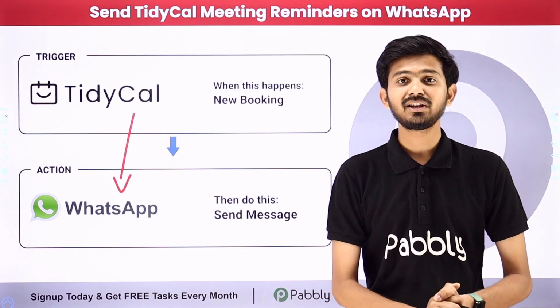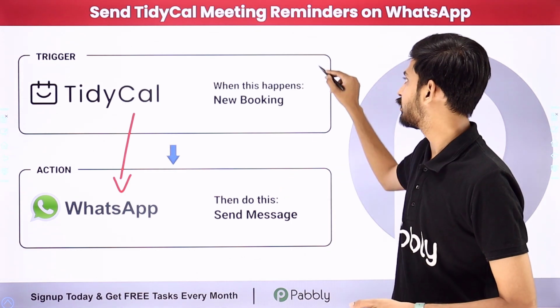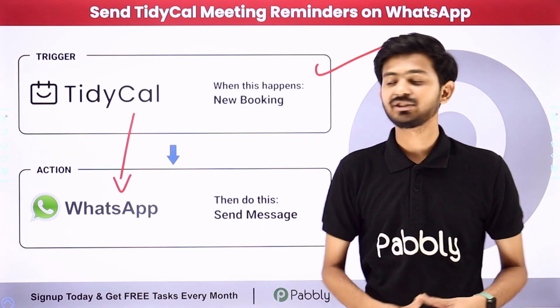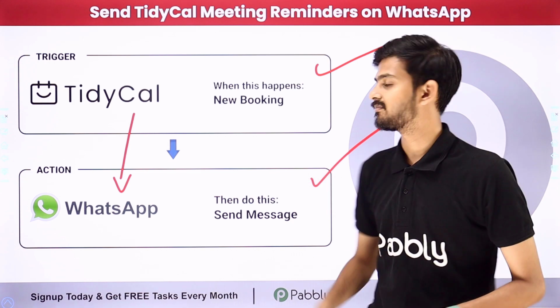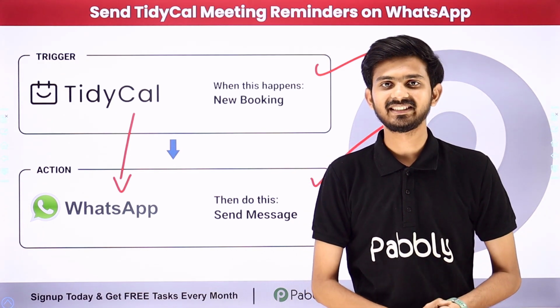In Pabbly Connect, I need to use the concept of trigger and action. In trigger application, I'm going to use TidyCal. In action application, I'm going to use WhatsApp Cloud API. So how I'm going to build this connection? For that, let me take you to my computer screen.